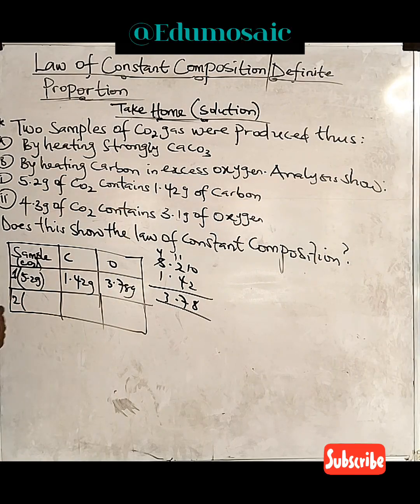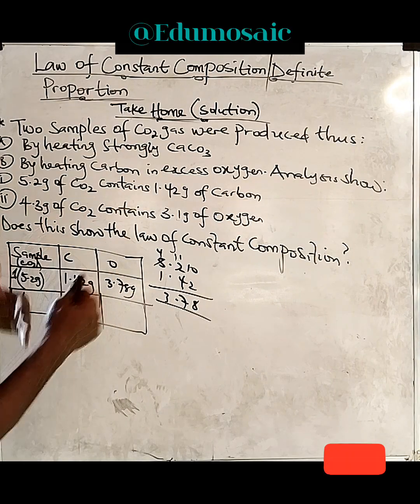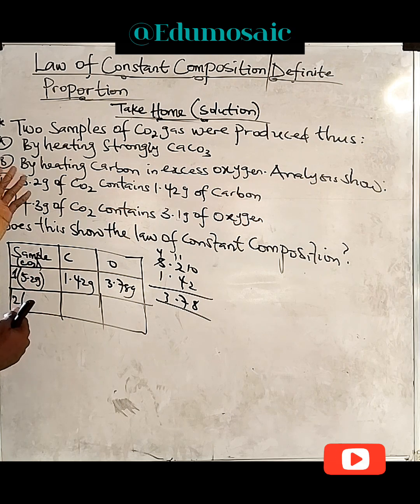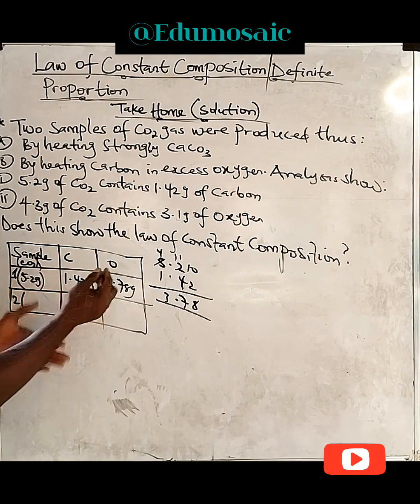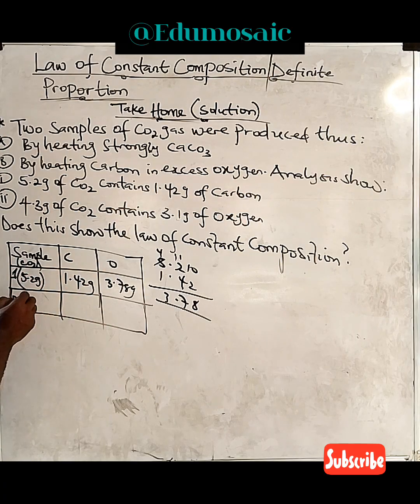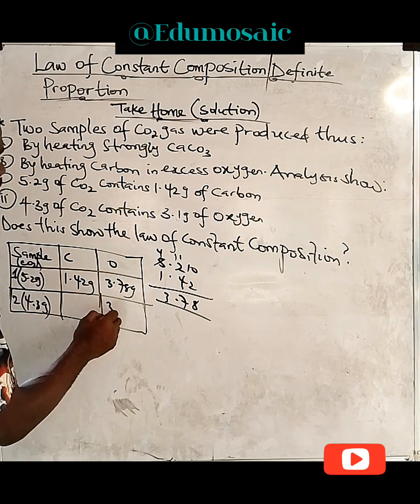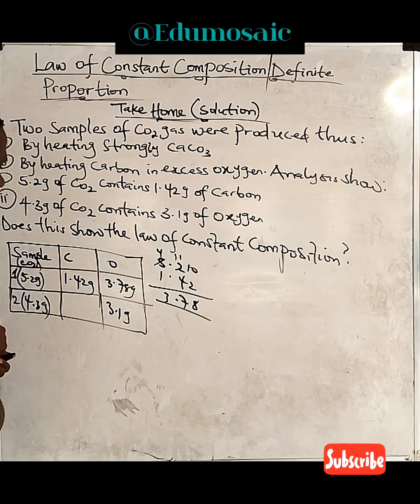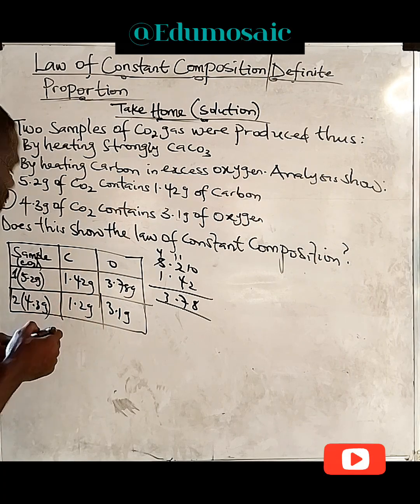So the next result we got is from a different method of production. The first one was gotten by heating strongly calcium carbonate, the second was gotten by heating carbon in excess oxygen. So let's see if we got the same sample of CO2. 4.3 gram of CO2 contains 3.1 gram of oxygen. So it means how much mass of carbon do we have in this very sample? 4.3 minus 3.1 will give us 1.2. So this is 1.2 gram of carbon.